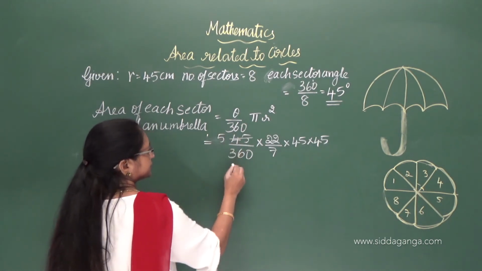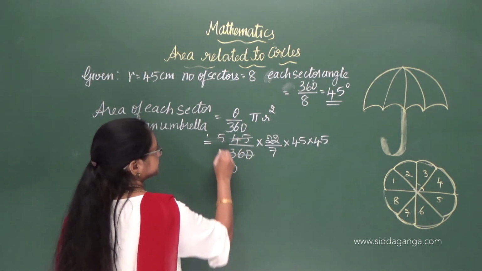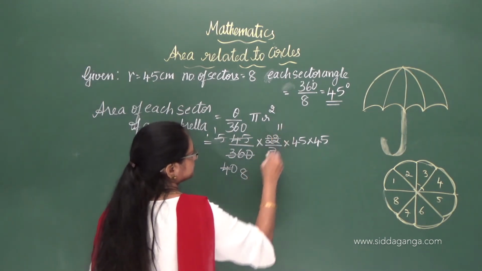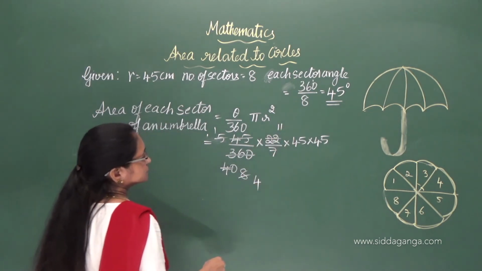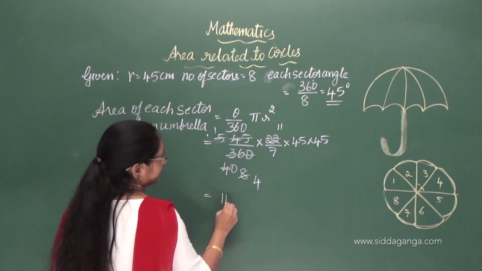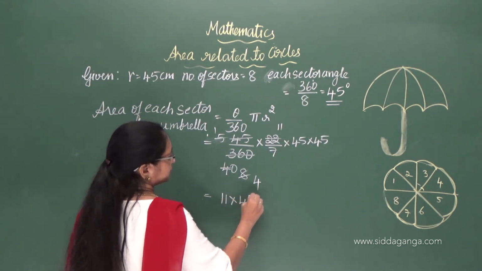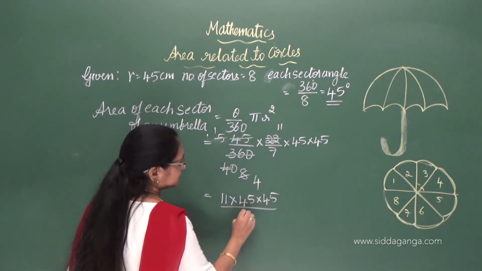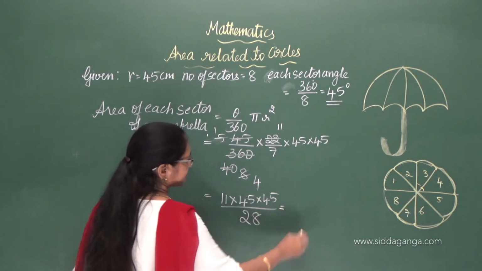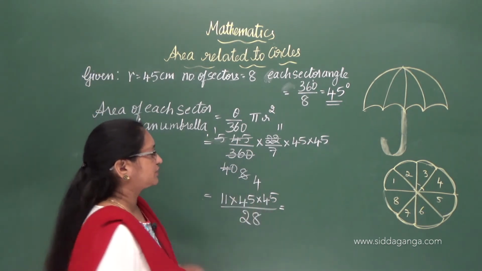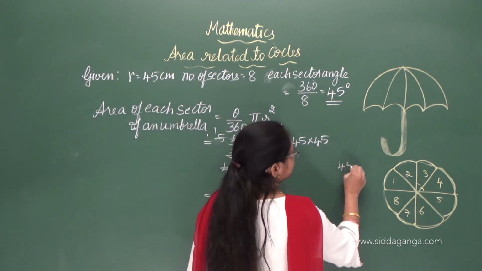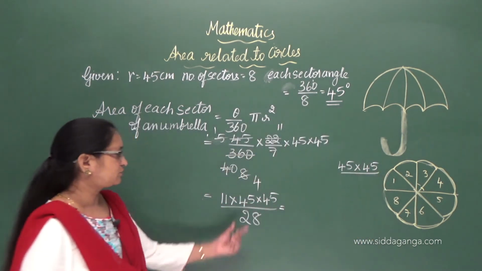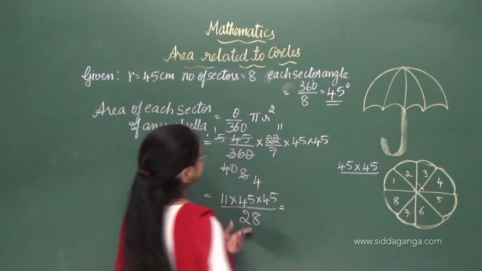9 4s are 36, 5 8s are 40. So here you will get 11 into 45 into 45 divided by 28. Okay. Now 45 into 45, let us find out 45 into 45. I hope you understood this.